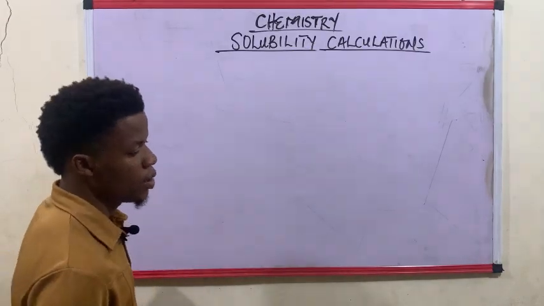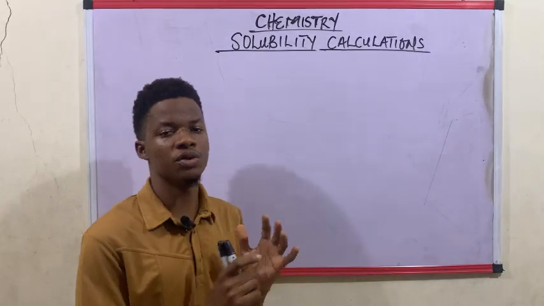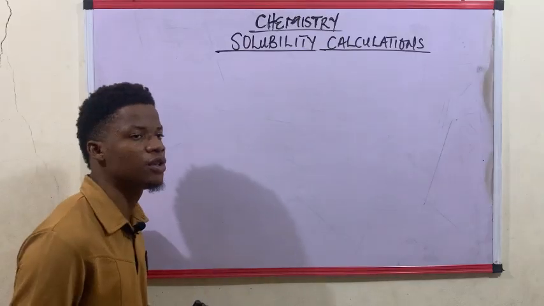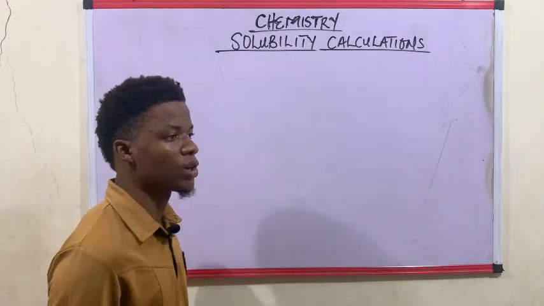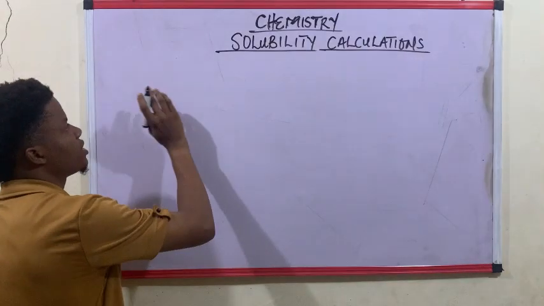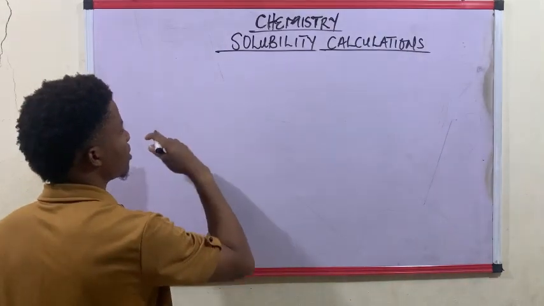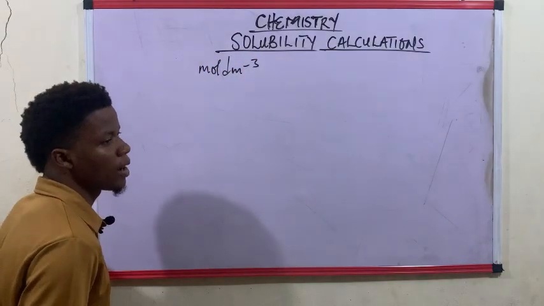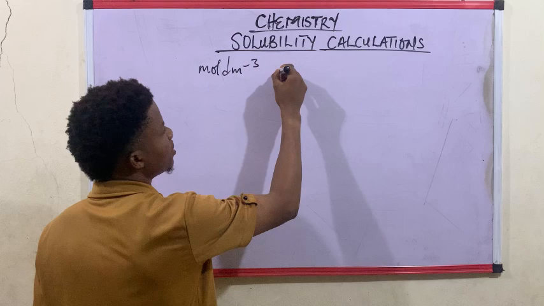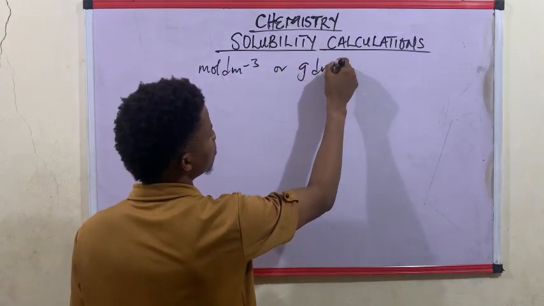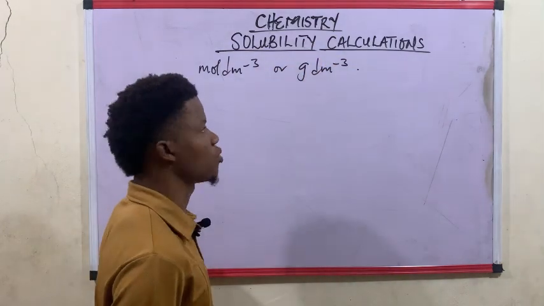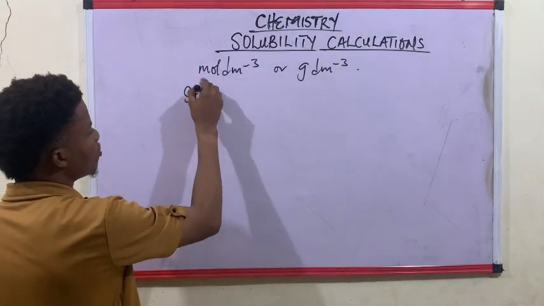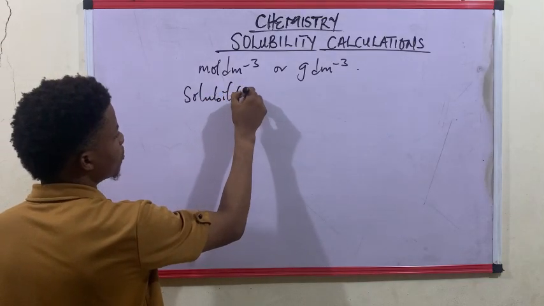Now, without wasting time, I need to show you how we can calculate questions involving solubility. First and foremost, I want you to know that the standard unit for solubility in most cases is mole per dm cube. However, solubility can also be in gram per dm cube. Now, to calculate your solubility in mole per dm cube, we have this formula.